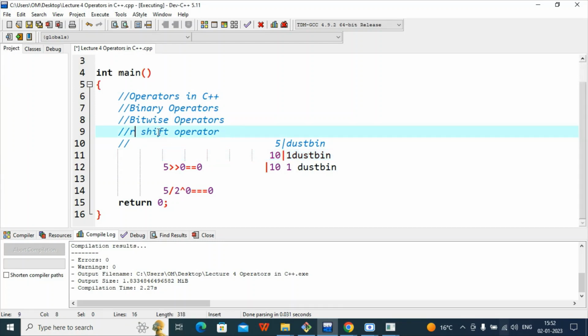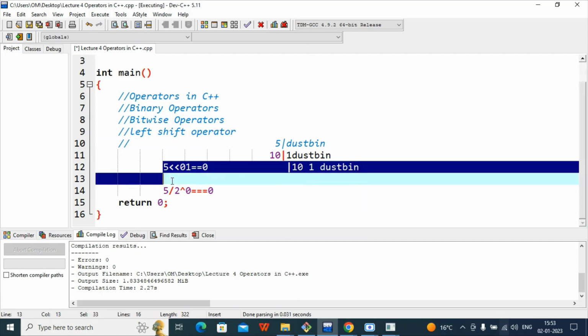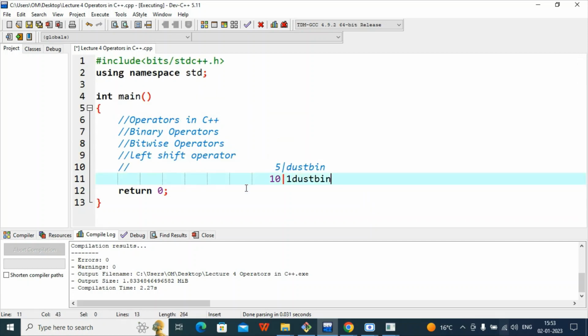Similarly, you have something called left shift. Suppose I'm saying 5 left shift by 1. It means the opposite of what you did. Suppose you are having 5 again. 5 is represented by 101 and a dustbin here, the dumping ground. Dustbin, right? Okay.